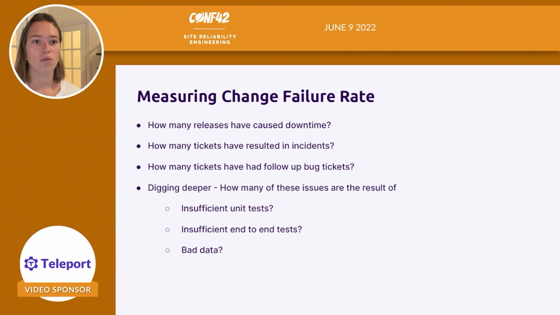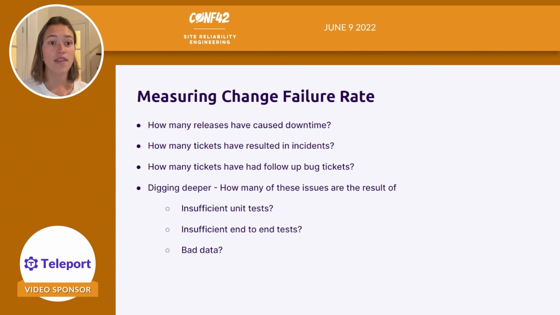And so ways that you can measure this change failure rate is you can look at how many releases have caused downtime. You can look at how many tickets have actually resulted in incidents. You can look at how many tickets have follow-up bug tickets to them, because again, ideally you would catch those bugs before they go out. Even if they don't necessarily cause an outage, it still causes bad customer experience.